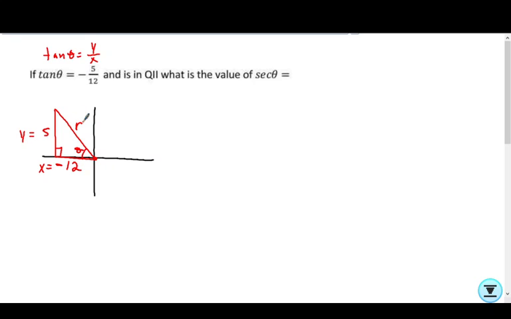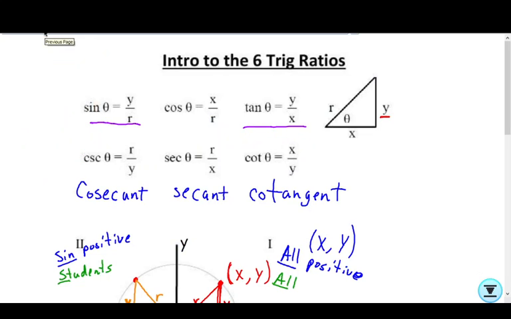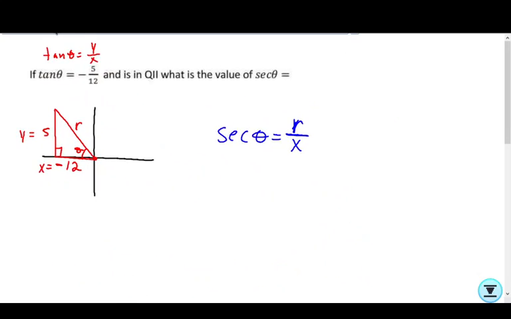Now, my secant ratio. That's what I'm trying to find. What is the ratio of secant? It is r over x. It's the reciprocal of cosine. When we go back over here and look at secant, secant theta is r over x. I already know what x is, so secant is going to be something over negative 12.